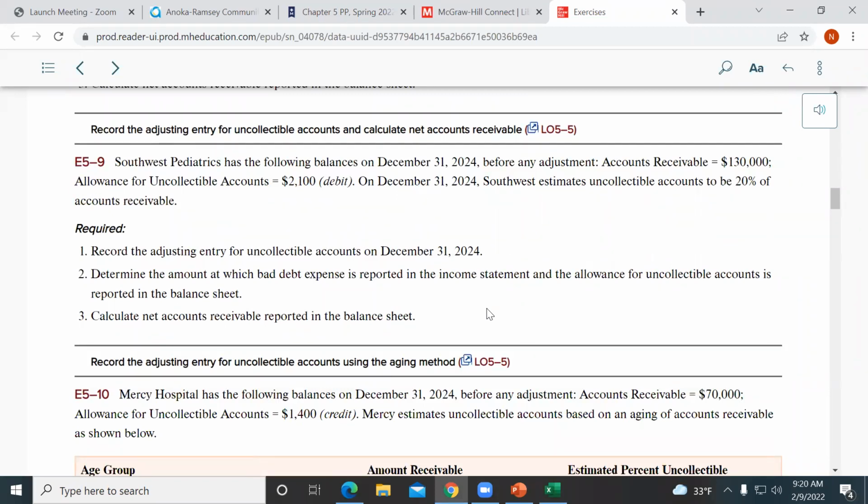Is this helping, guys, me doing these problems, or is it too much? It helps.